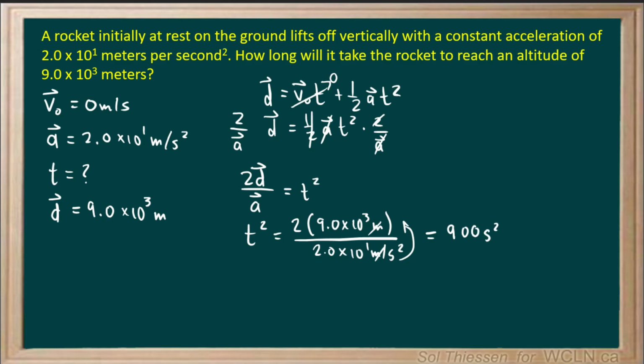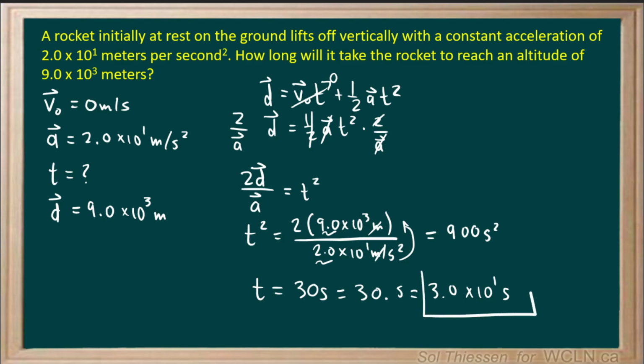900 seconds squared. Keep in mind that we should have 2 significant figures here, so I'll implement those after we get our final answer. So if we take the square root of 900 seconds squared, we should end up with 30 seconds. And again, like I said, we should have 2 significant figures, so we can achieve that by either writing 30 with a decimal point seconds, or scientific notation, 3.0 times 10 to the 1 seconds. So this is the answer for this problem.